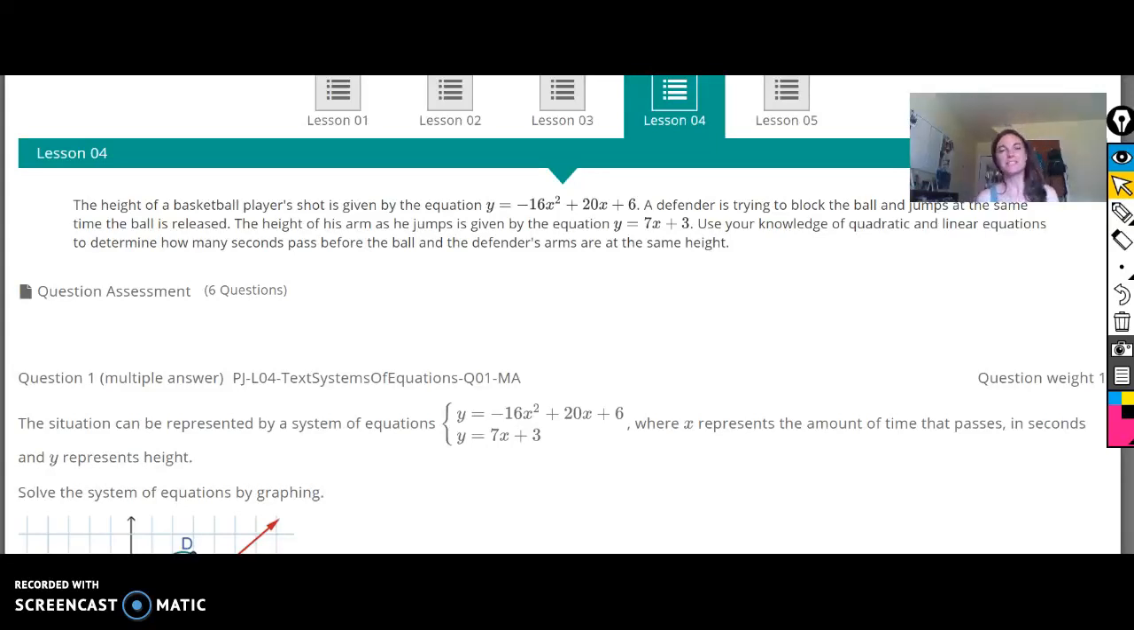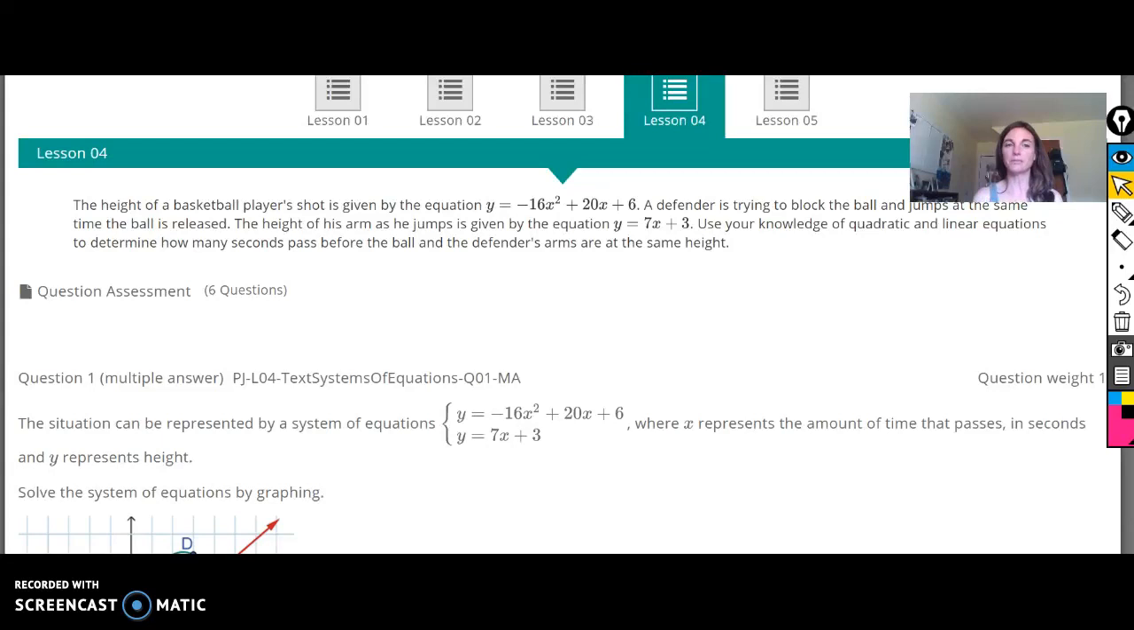Hi Algebra students, it's Miss Carol again, and we are now working on Algebra 1B, Project 1, Lesson 4. This is kind of a fun section because we are going to be combining linear equations and quadratic equations and finding a solution to the system of equations created by the two. So let's just jump right in.